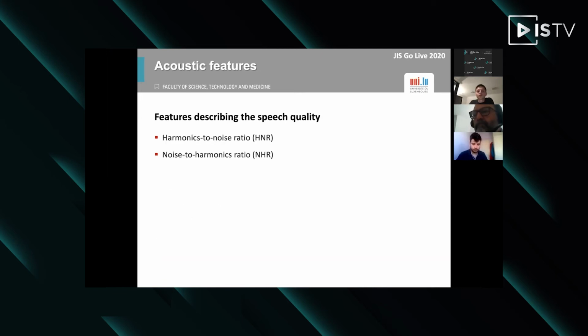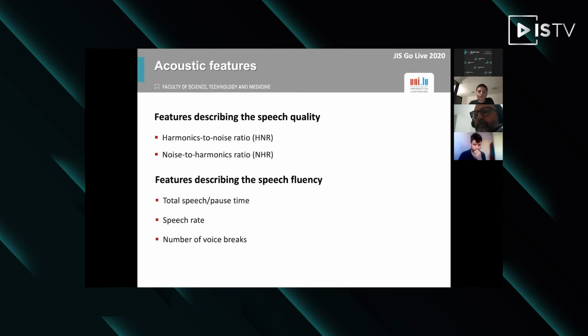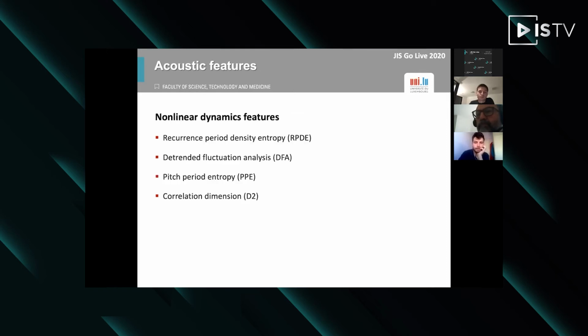Then the features that describe the speech quality, such as harmonic to noise or noise to harmonic features. Features that describe speech fluency, such as total speech and pause time, the rate of the speech, and the number of voice breaks during the speech.